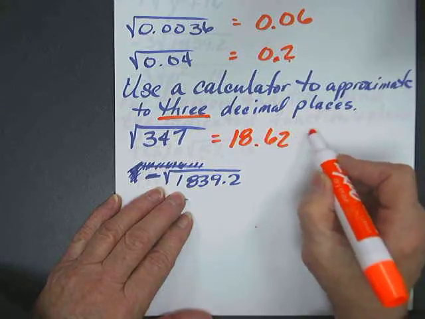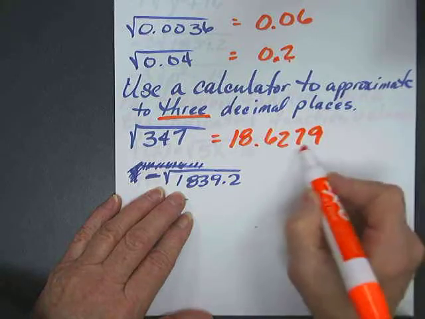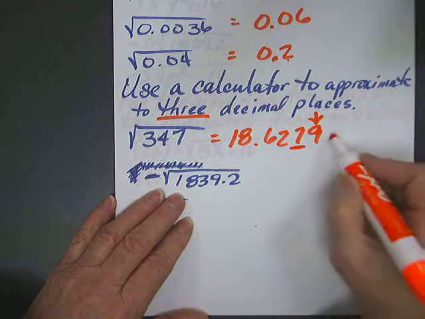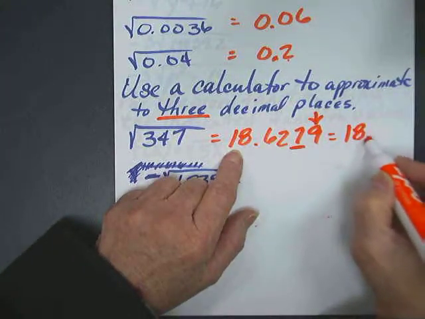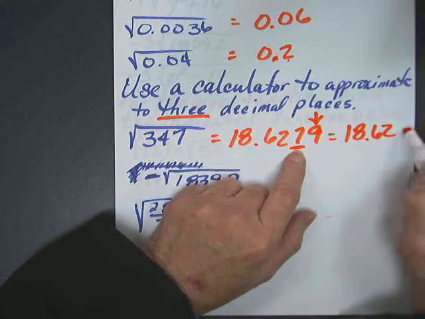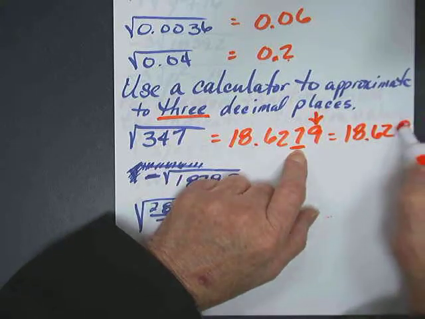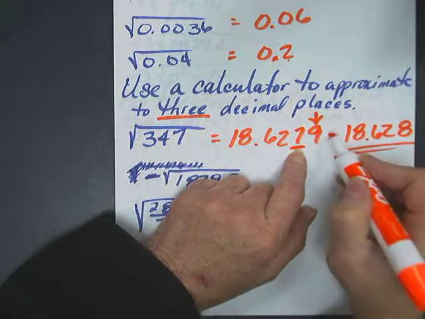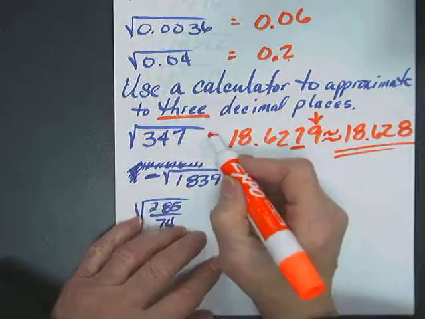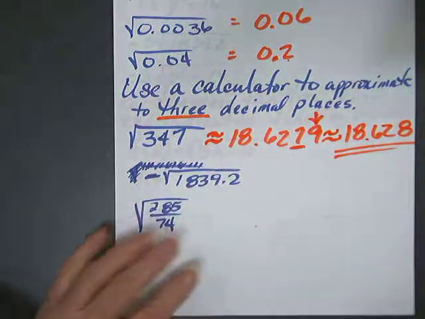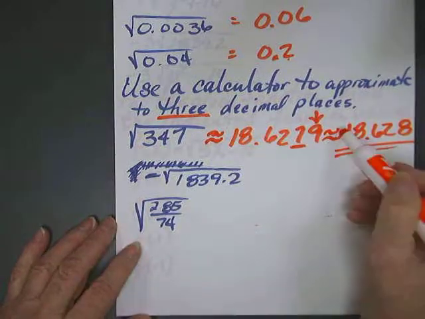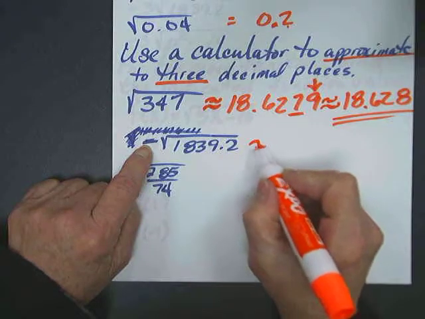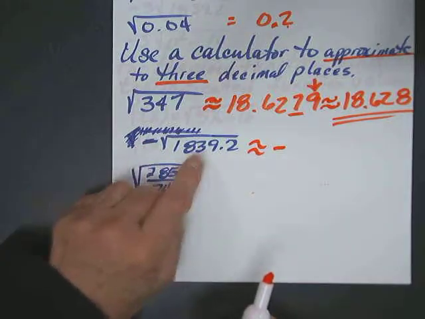Oh, 18.62. 2 more numbers. 7, 9? Yeah. Okay, so for 3 places, you look at the one that follows it, and you would leave everything just like it is till you get to that 3rd number, and you would round it to, that's 5 or bigger, so round it to the 8. And this is approximate. Both of these are approximate because they keep going after that. And they'll squiggle because it's approximating.